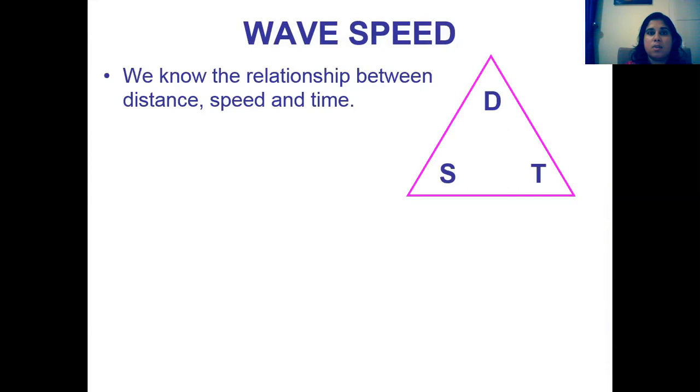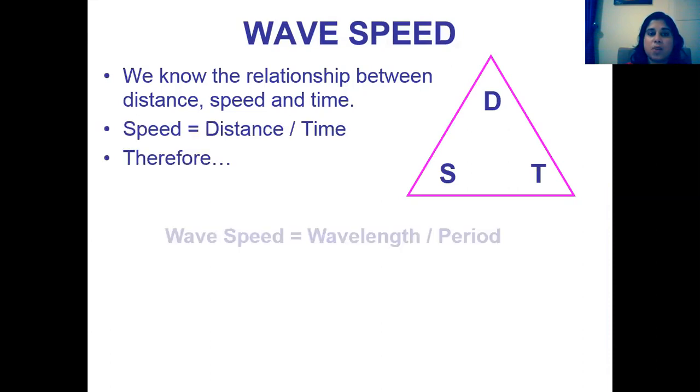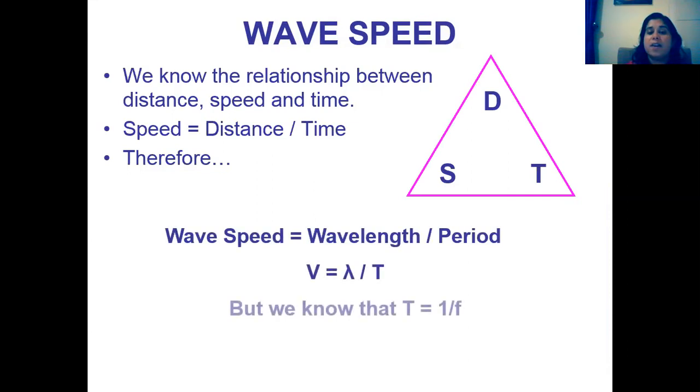Now, you can refer to your book, page number 23. Now, we know how to calculate the speed. Speed is the distance traveled in the time. So, the speed of a wave should be the wavelength divided by the time.